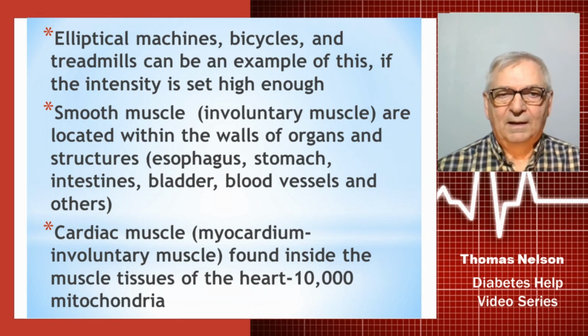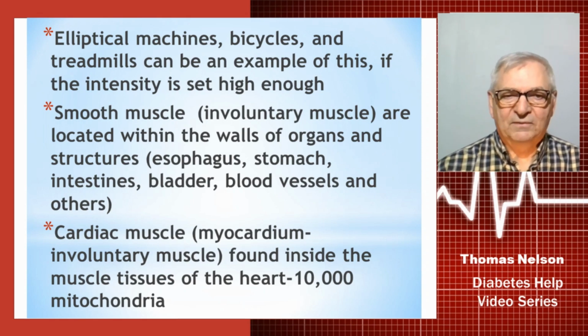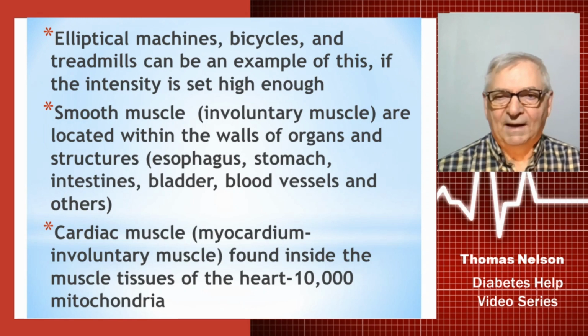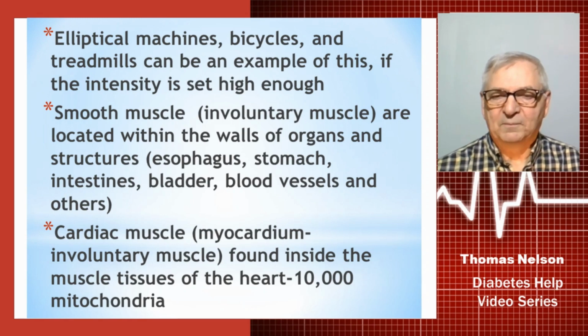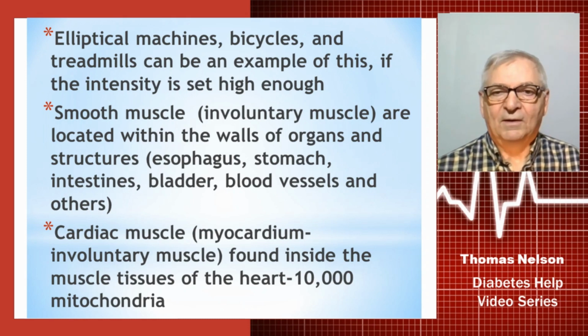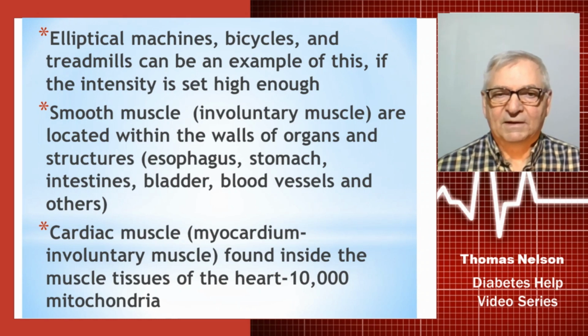So smooth muscles, involuntary muscles, are located within the walls of your organs and structures like your esophagus, your stomach, your intestines, your bladder, your blood vessels, and others. And the cardiac muscle, found inside your muscle tissues of the heart, are also going to be a little bit different. They use so much energy that they literally have 10,000 power plants inside each cell. The same is true of your brain. So you can realize that just your heart under normal conditions and really extensive during exercise, those 10,000 power plants are going to be producing a lot of energy.